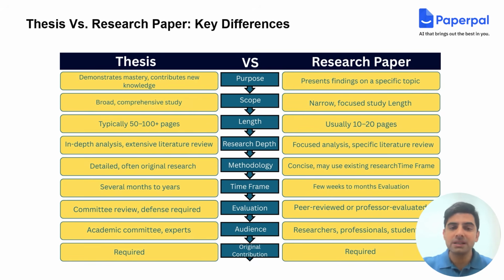The fourth point is about depth. For a thesis, it involves in-depth analysis and a broader literature review, but a research paper is more focused and has a more specific literature review. The fifth point is about methodology. For the methodology of a thesis, you have to put in all sorts of details, right? But that's not the case with a research paper. You have to be specific.